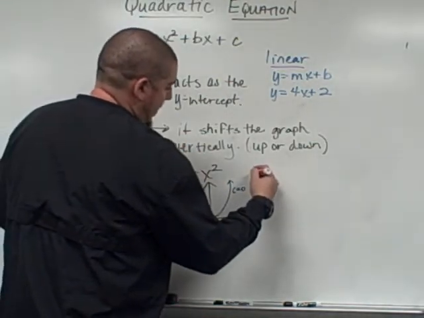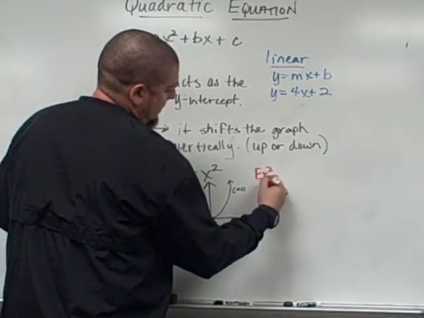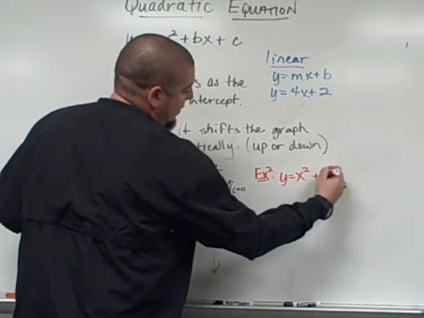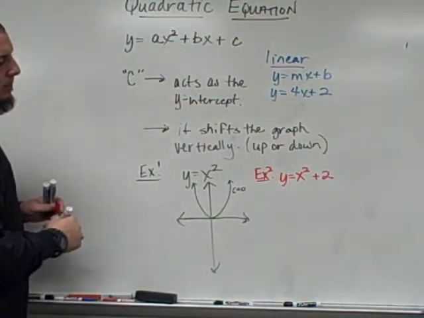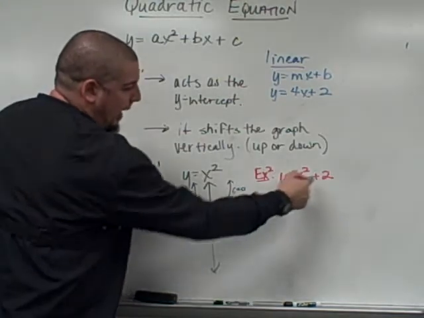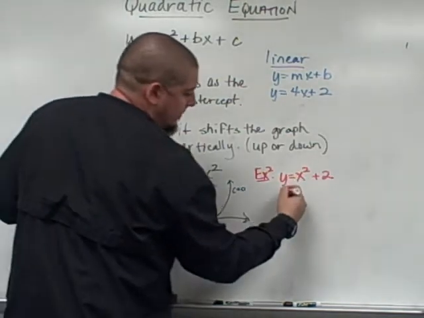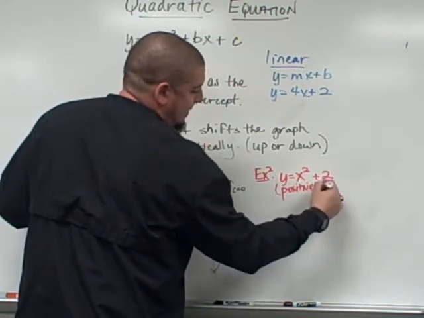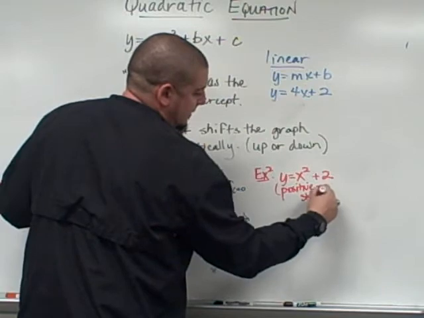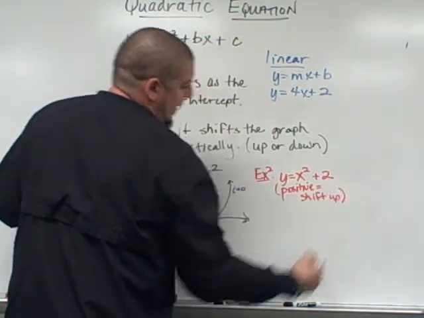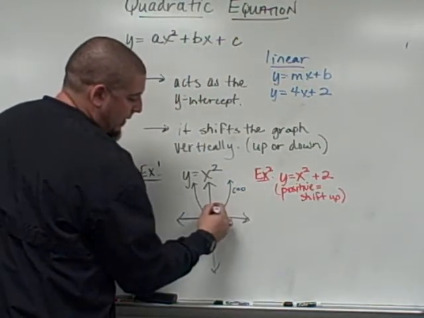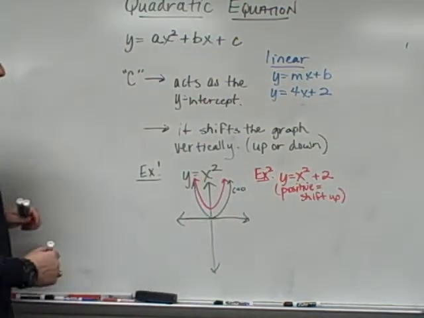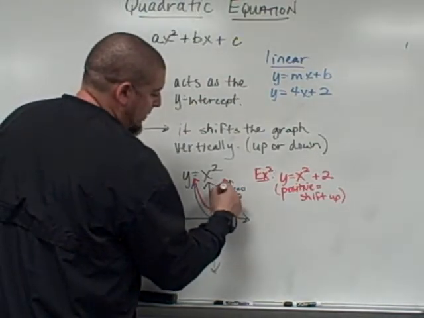Now, example 2, y equals x squared plus 2. My graph is going to move up because it's positive. Positive equals shifting up. It's going to move up 2 units. And my parabola will be somewhere right there. C equals 2.